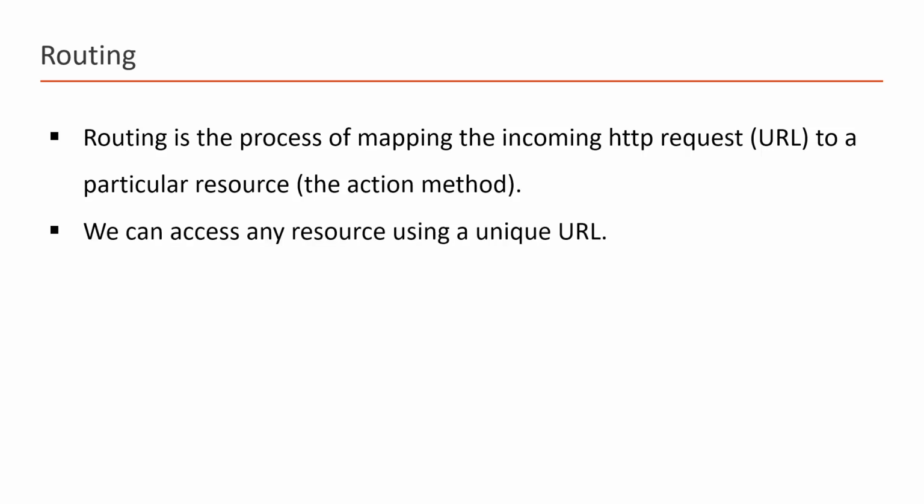We can access any resource by using a unique URL. A resource can have multiple unique URLs. Let's say I have an action method inside a controller. Now I want to give multiple URLs to that particular resource or action method. Then this is completely possible in an ASP.NET Core application.